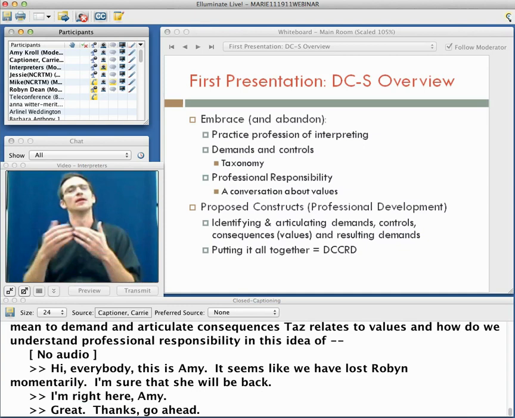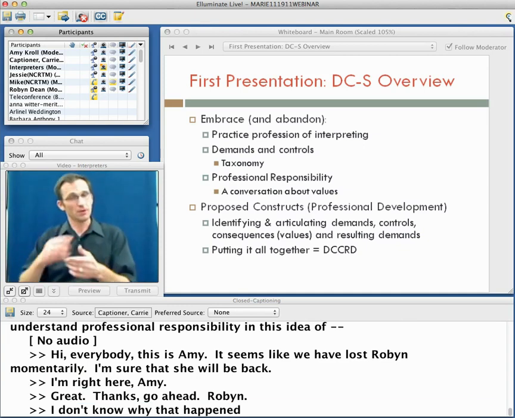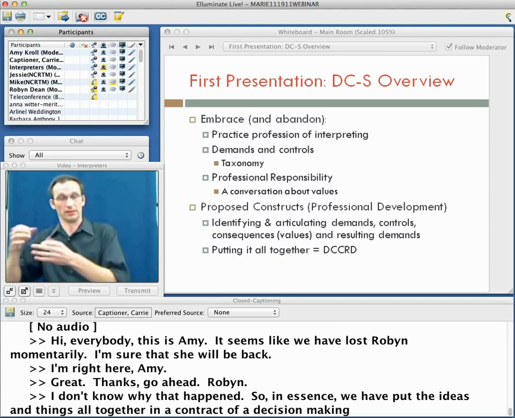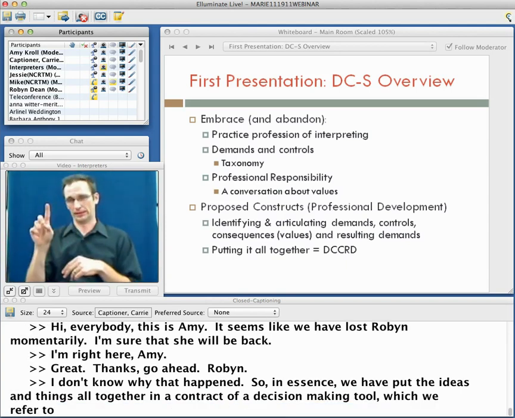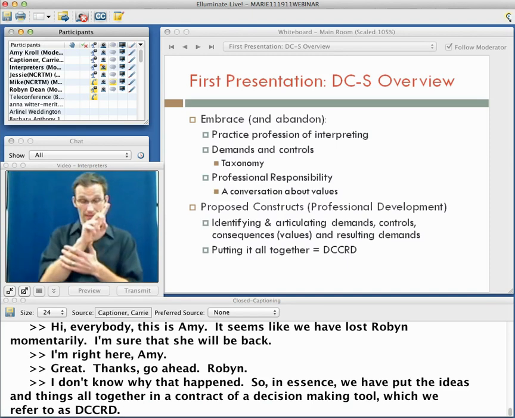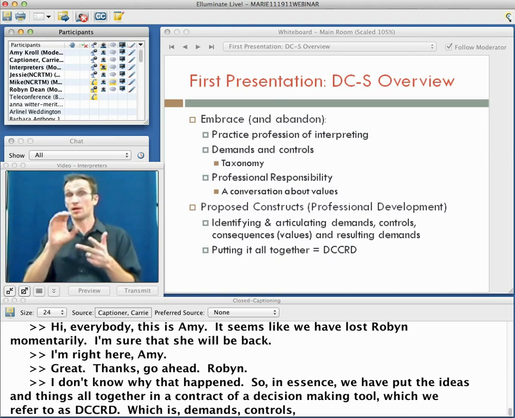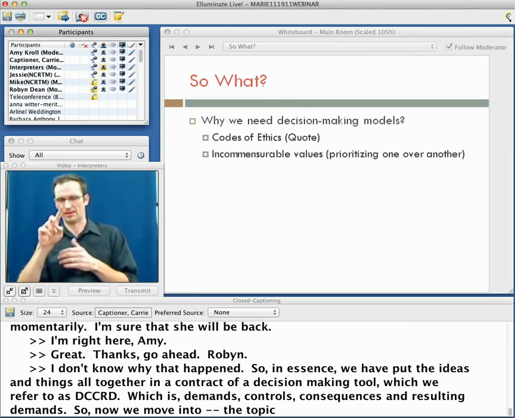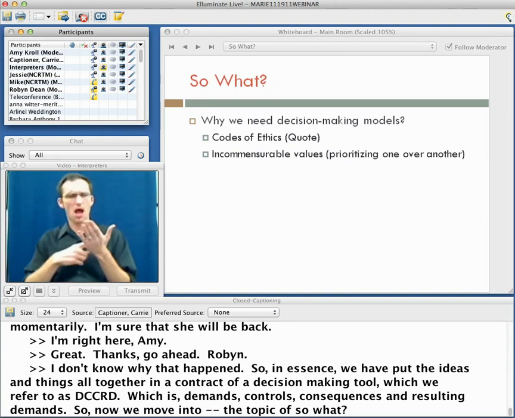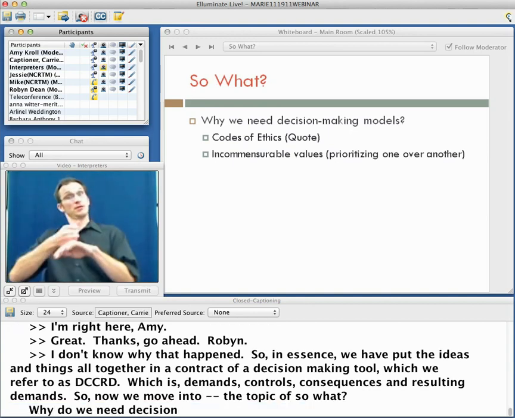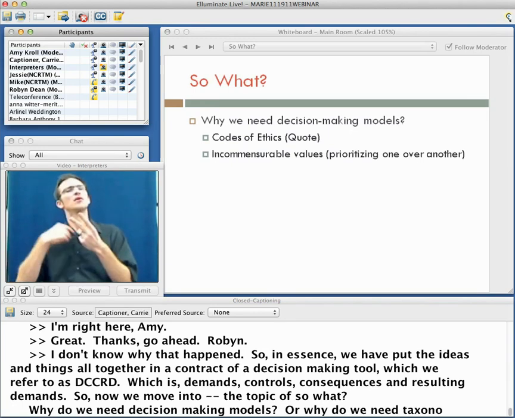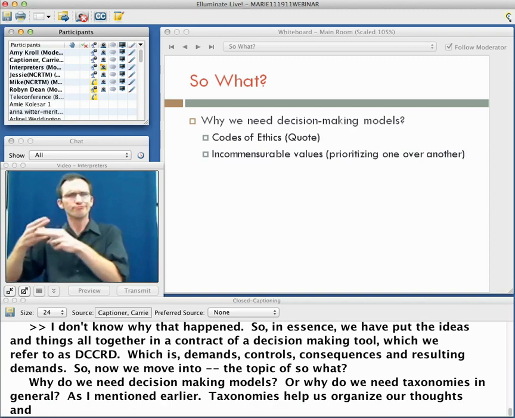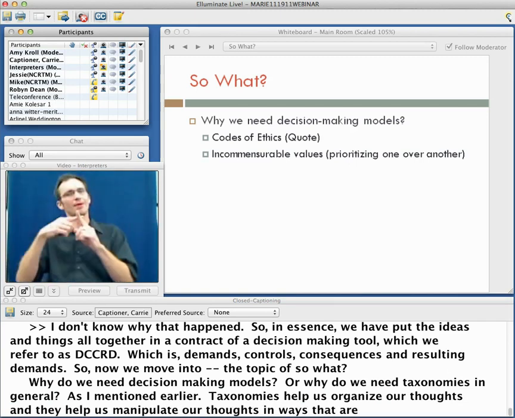So in essence, what we've done is put these ideas all together now in this construct of a decision-making tool, which we refer to as DCCRD, which is, of course, demands, controls, consequences, and resulting demands. So now we move into the topic of, so what? Why do we need decision-making models? Or why do we need taxonomies in general? As I mentioned earlier, taxonomies help us organize our thoughts and they help us manipulate our thoughts in ways that are standardized so that we can have constructive conversations.